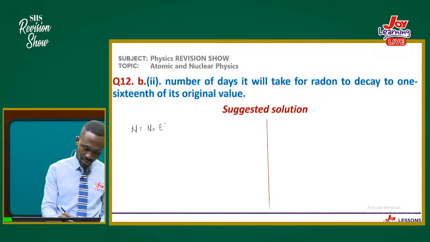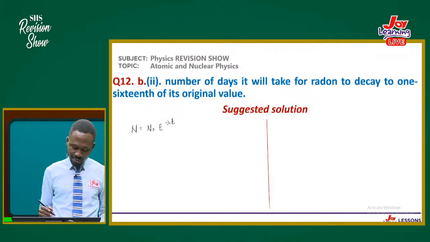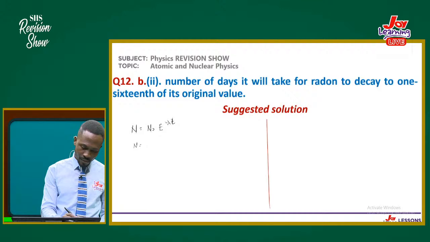Where's lambda? So lambda superscript, negative lambda times T. T, yeah, that's the time. Okay, so if radon decreases to 1/16 of its original value, N naught, then it means that N will be equal to 1/16 times N naught.